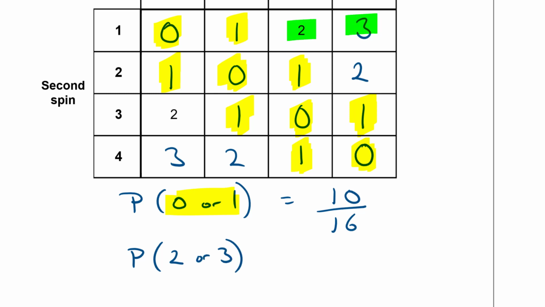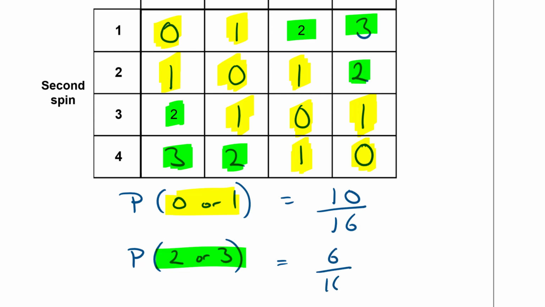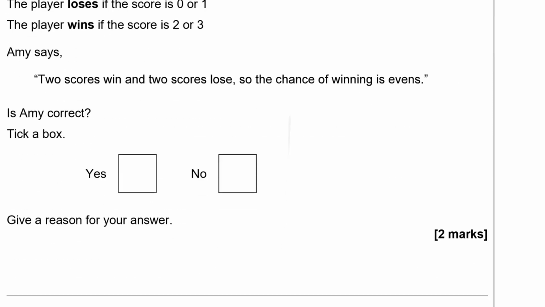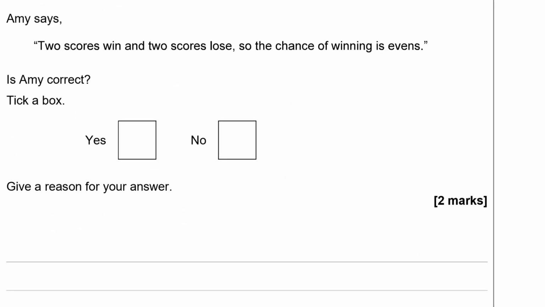I've got 1, 2, 3, 4, 5. I've only got 6 of those. So the probability of getting a 2 or 3 is 6 out of 16. So she's far more likely to get 0 or 1 and therefore lose than she is getting a 2 or 3, which gives you a win. So is Amy correct that it's evens? No, she's not correct. Give the reason.